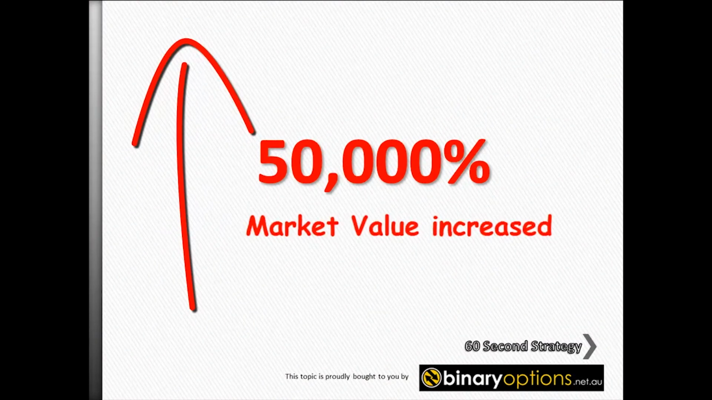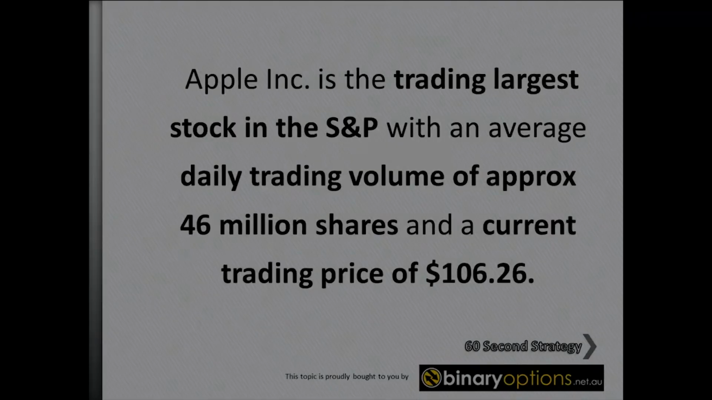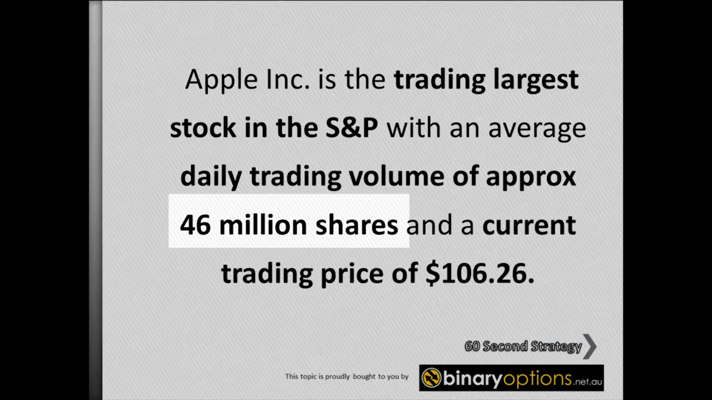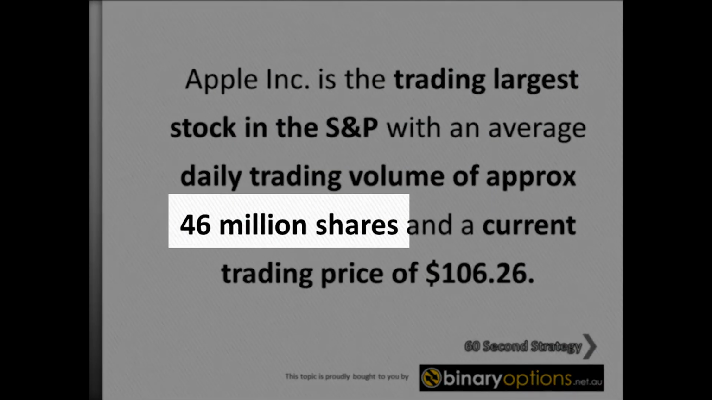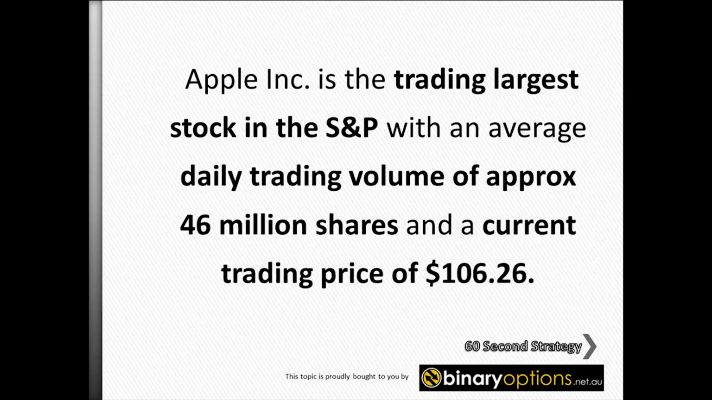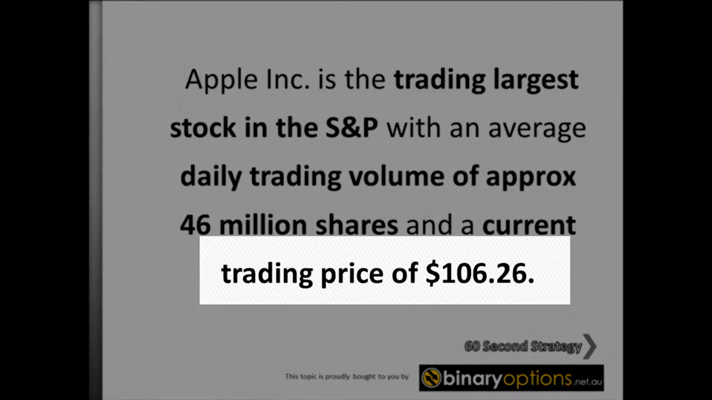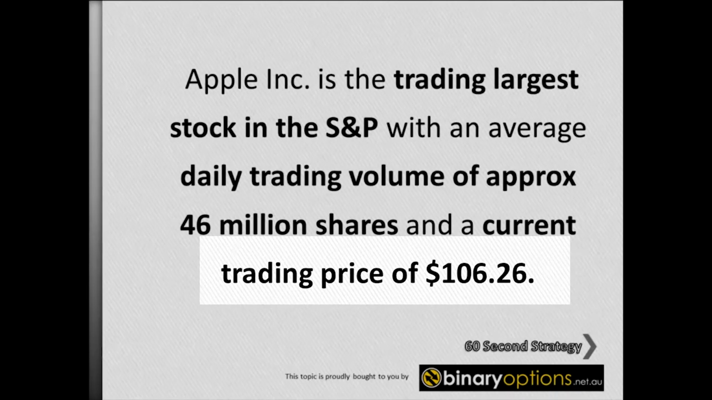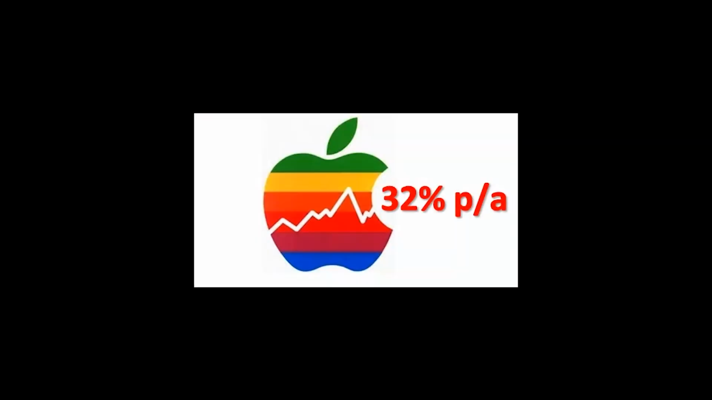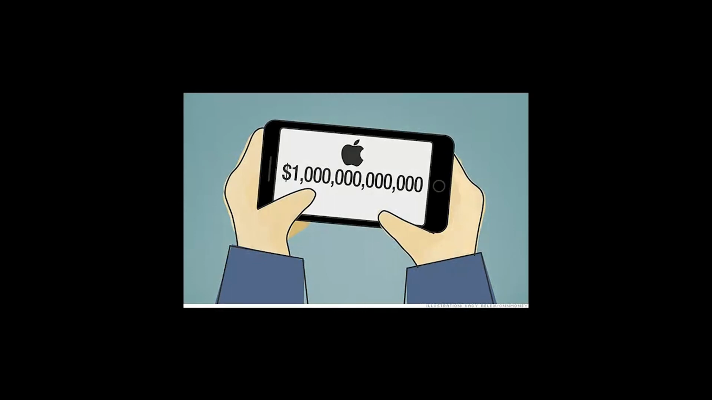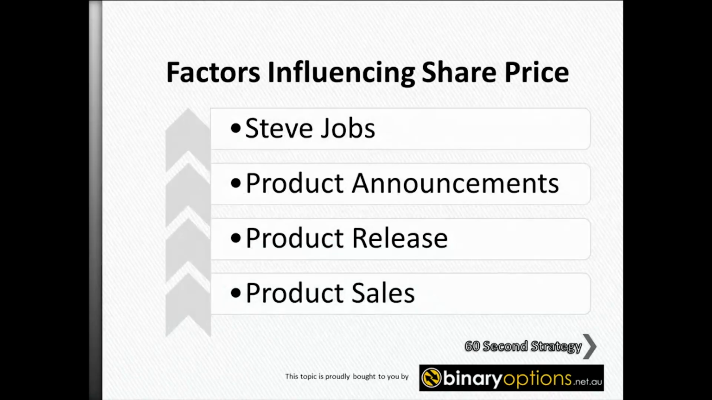With a daily trading volume of approximately 46 million shares, Apple is the largest trading stock on the S&P. At a current share price of just over $106, the Apple share price has grown annually at a rate of almost 32% per annum. If the stock's price continues to rise at this pace, Apple will be worth $1 trillion in early 2016. So what sort of factors affect the share price, making Apple an ideal binary options trading candidate?